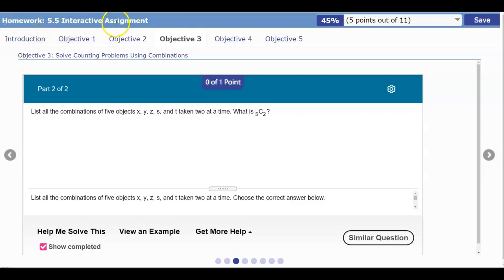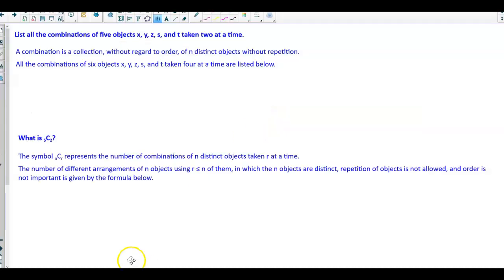Section 5.5 Interactive Assignment Objective 3. We want to list all the combinations of 5 objects, x, y, z, s, and t, taking 2 at a time. And then we want to find out what is the combination of 5 and then 2. Okay, so we need to pay attention to the fact that in this question here, we have 5 objects that's going to be taken 2 at a time.